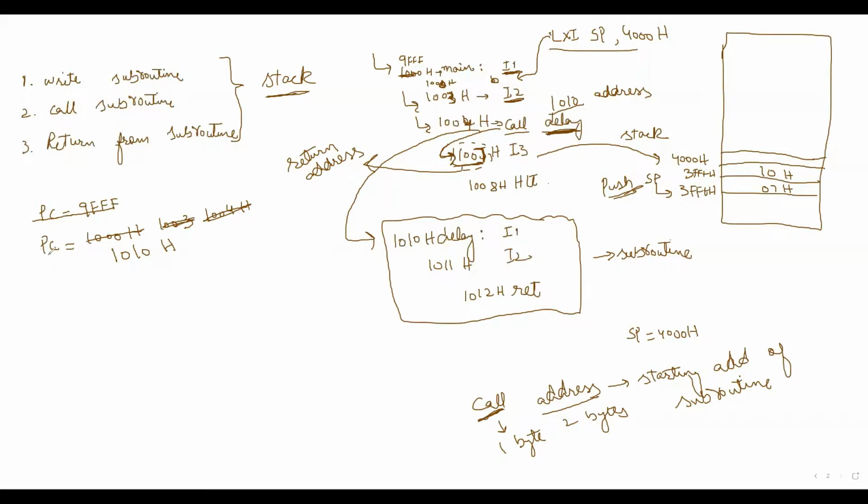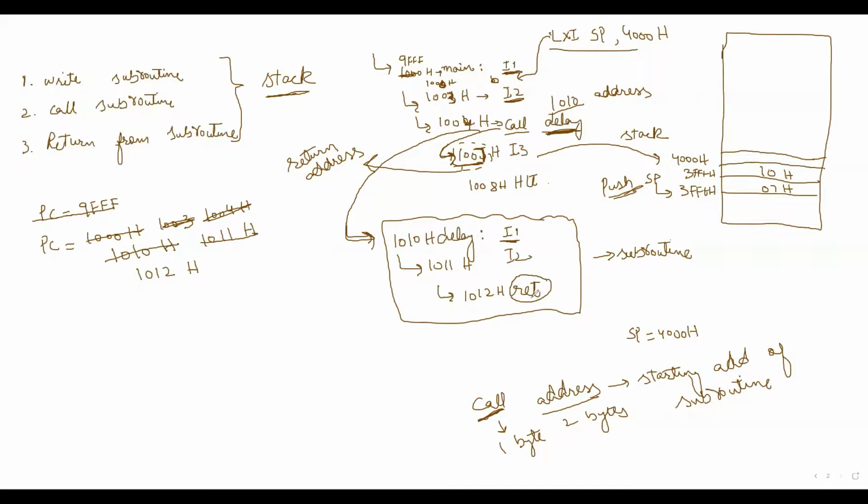Okay. Now what is there in PC? In PC we have 1010H. So it will go here. So that means it will execute this instruction, I1. Okay. So it will execute this. PC will be updated 1011H. Okay. So now it will execute this I2. Now PC will be updated 1012H. Now what is the instruction at this address, at this program counter?